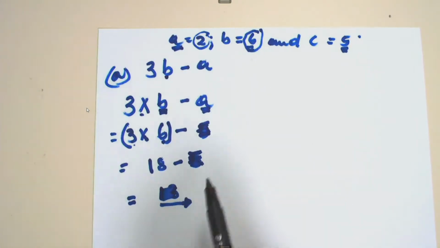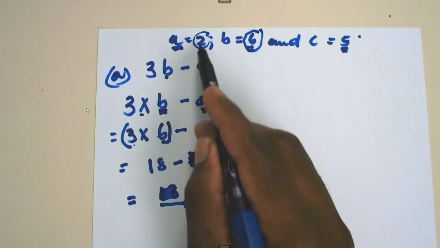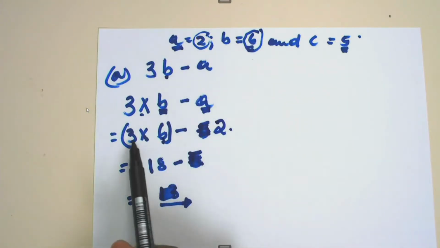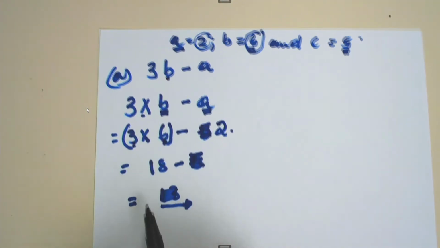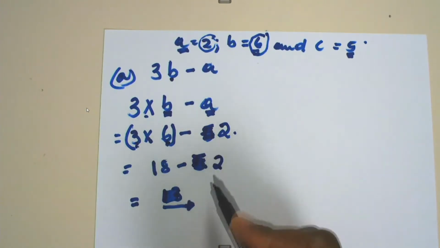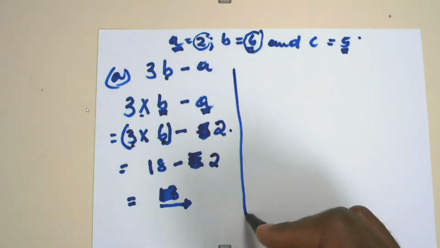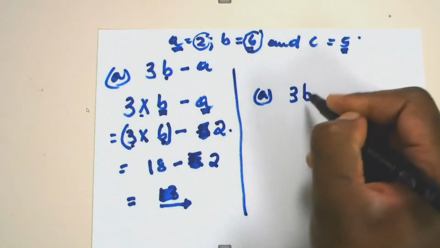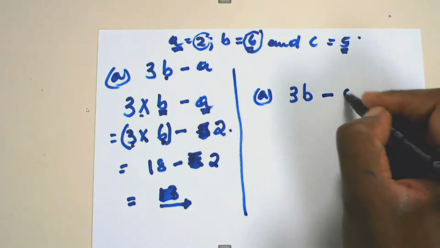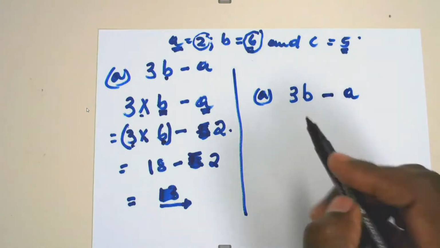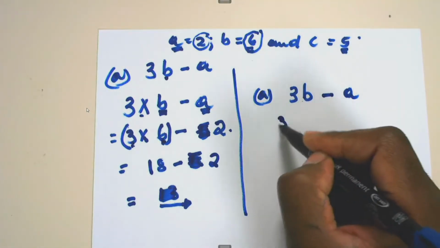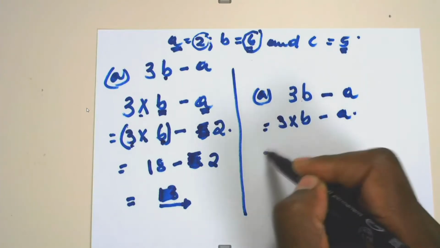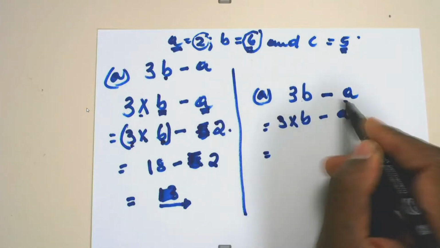So let us see. a was given to us as what? As 2. b was given to us as 6. Yes, this one is going to be correct. 3 multiplied by 6 equals 18. Minus what? Minus 2. So let us rewrite it this other side. It was 3b minus a, not c. So the sign between 3 and b, we know, is 3 multiplied by b minus a. So this is the same as this one. These two are one and the same.